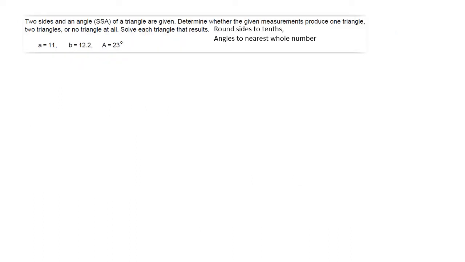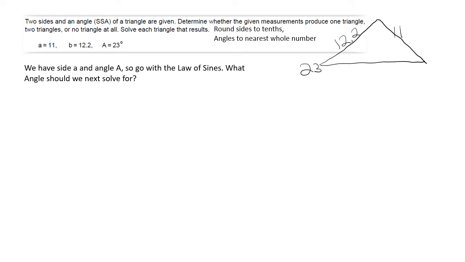Here is the next triangle we're going to solve for. You read it over. I'm going to get started drawing a picture here, but we are given side A, side B, and angle A. Now, since we have side A and angle A, we can start off with the law of sines.